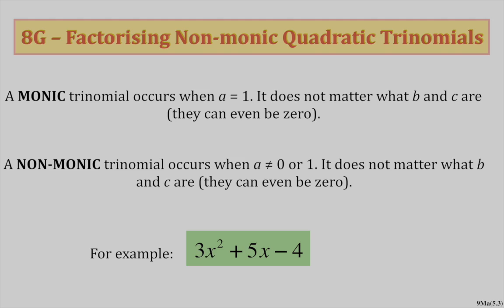Here's an example of a non-monic quadratic trinomial. There's a 3 in front of the x squared, which makes it harder. I can't take out a common factor of 3. If I could take out a common factor of 3, I could turn the bracketed part into a monic quadratic trinomial.